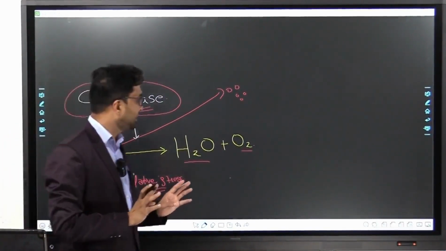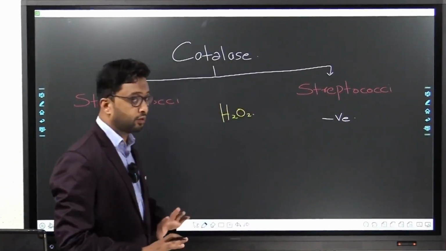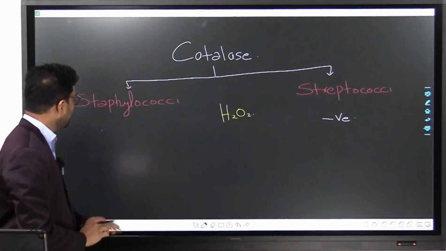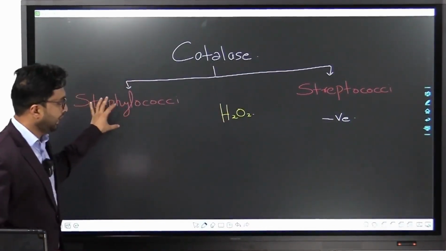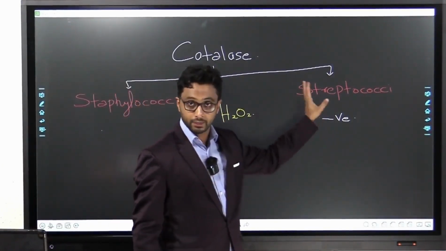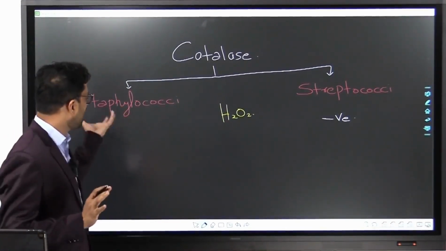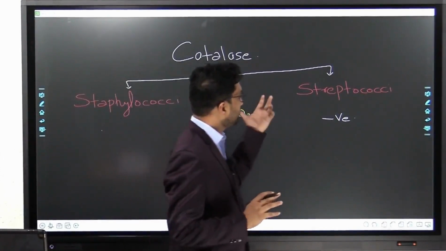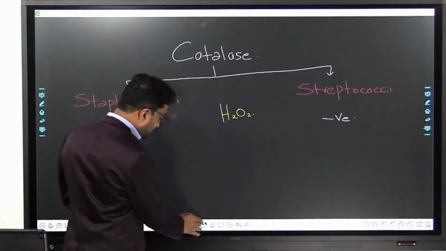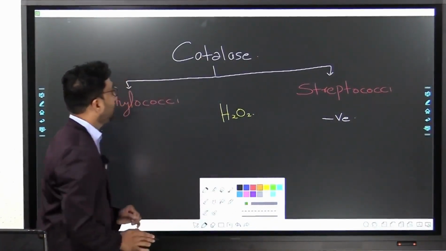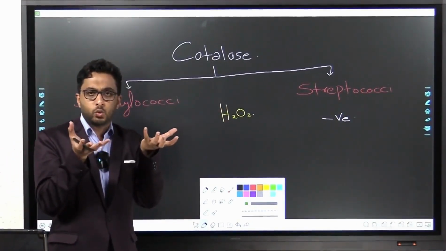So that is what we are going to see next. What is the importance of this bubbling? Now you know the importance of catalase. This reaction itself is not very crucial. What is important for us is that we have two groups of bacteria, Staphylococci and Streptococci. Just imagine you have two dishes, each with a particular bacteria. What we are going to do is put each one of them into hydrogen peroxide.